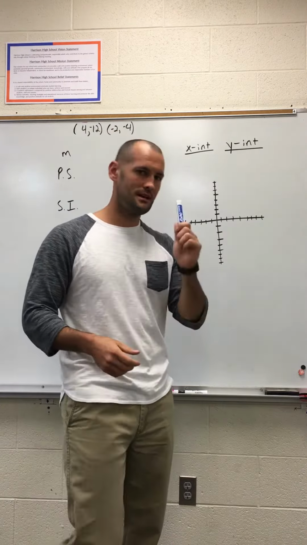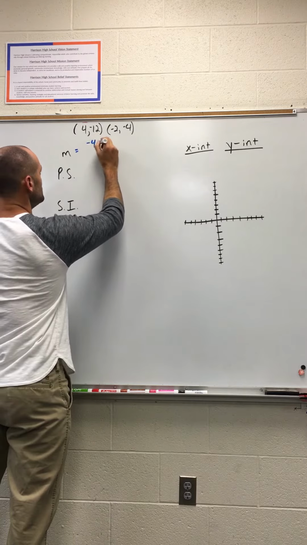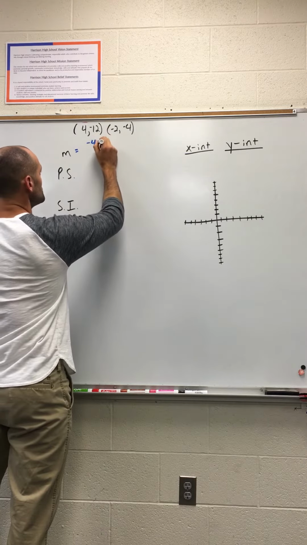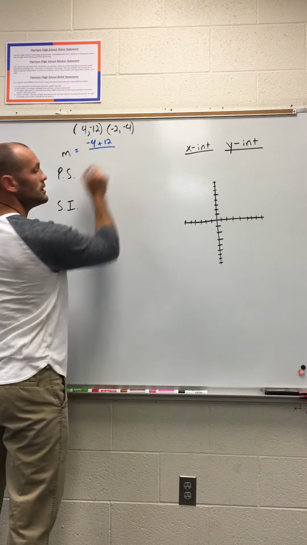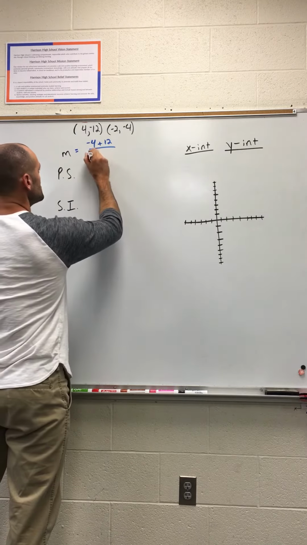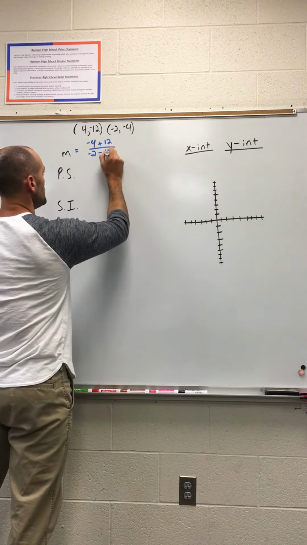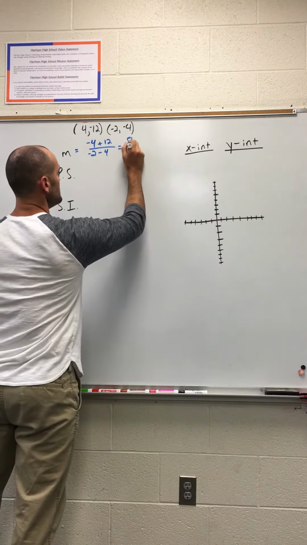Here we go. Using the slope formula of y2 minus y1, which makes it a plus 12, over x2 minus x1. We get a positive 8 over negative 6. Slope of negative 4/3. Plain and simple. So now we have points and a slope.